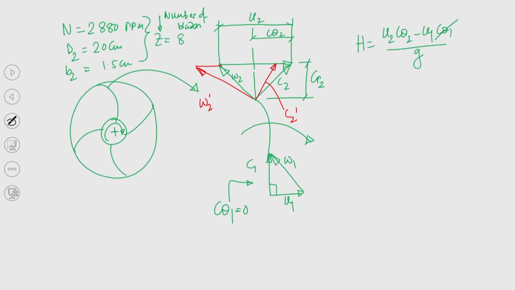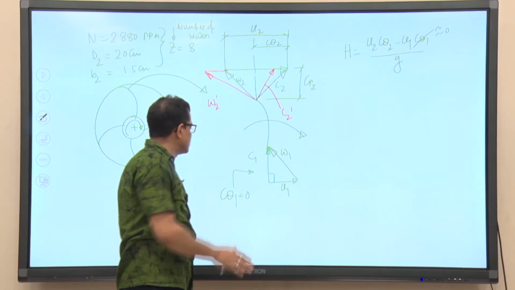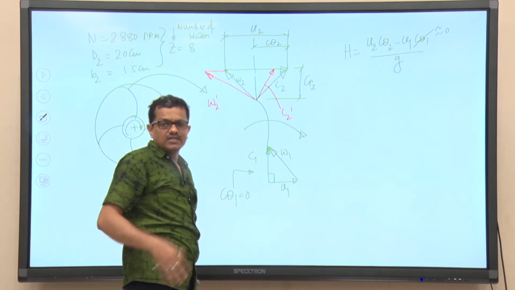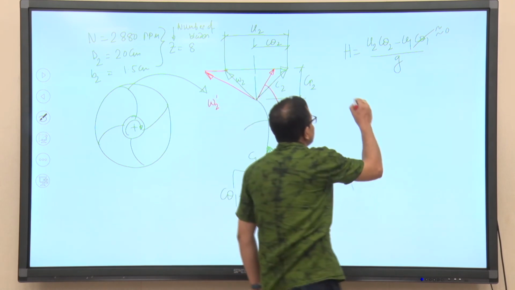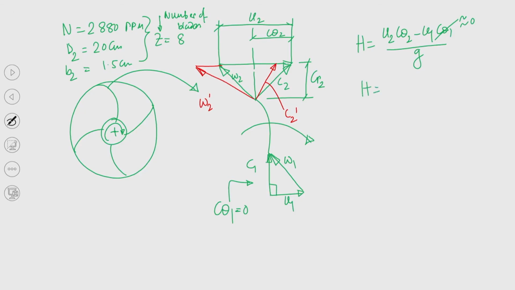So, this is equal to 0 for the present problem, because nothing is mentioned about the inlet swirl. If nothing is mentioned, we will assume that the inlet flow is swirl free. So, H will be equal to U2 C theta 2 by g. So, these assumptions we need to consider if nothing is mentioned.